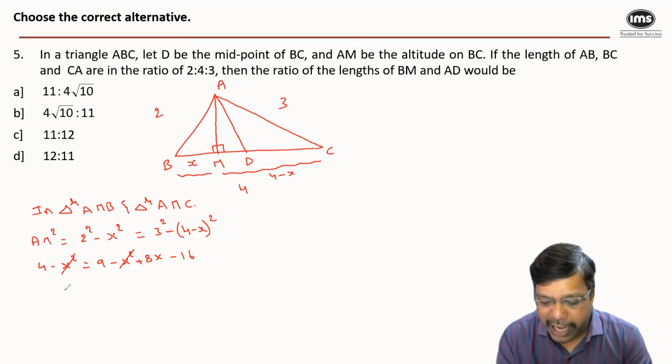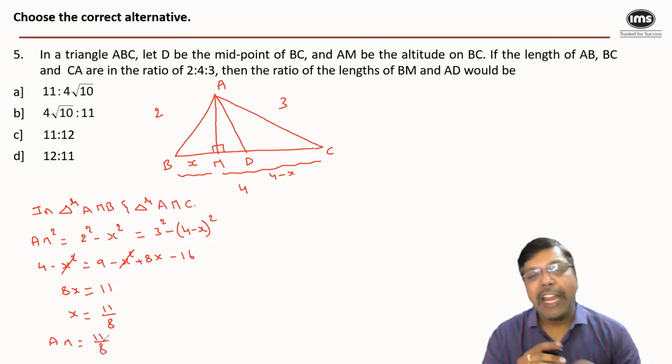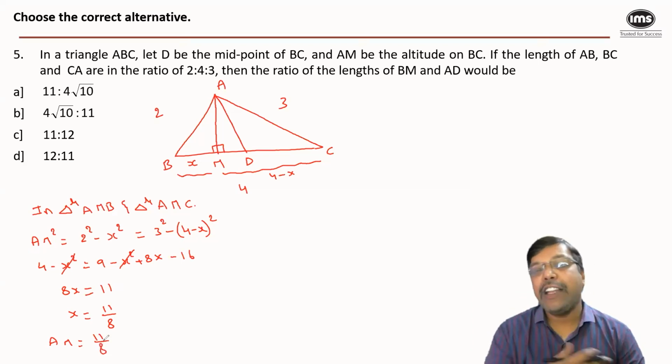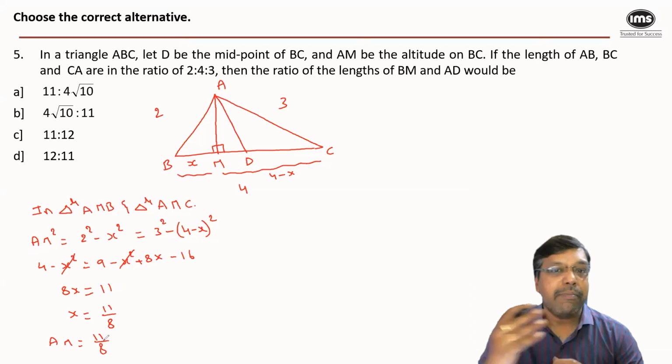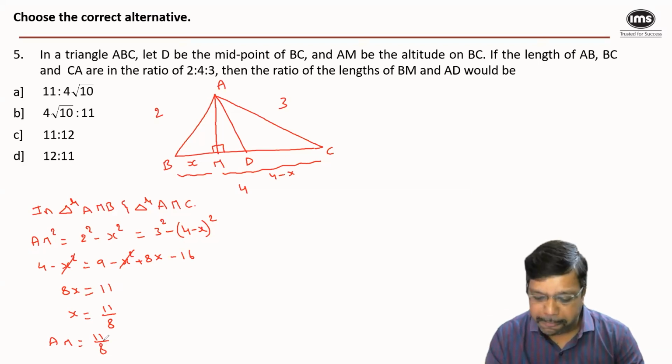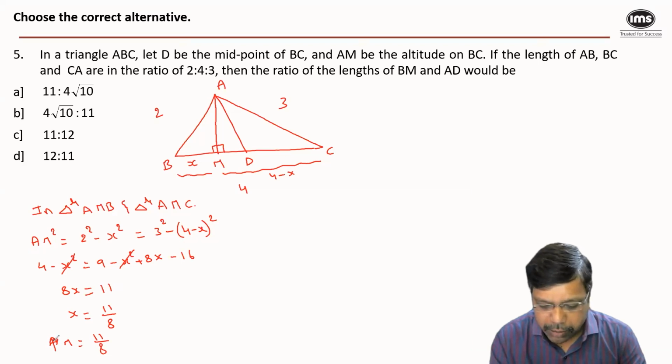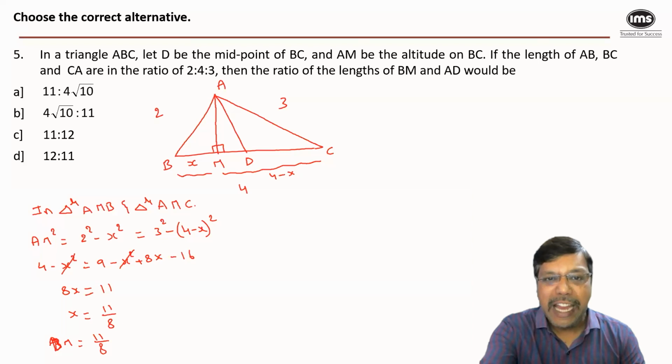So I get 8x is equal to 11. Thereby x is equal to 11 by 8. Hence the value of AM is 11 by 8. I need to find the ratio of lengths of AM, BM and AD. So BM is equal to 11 by 8.